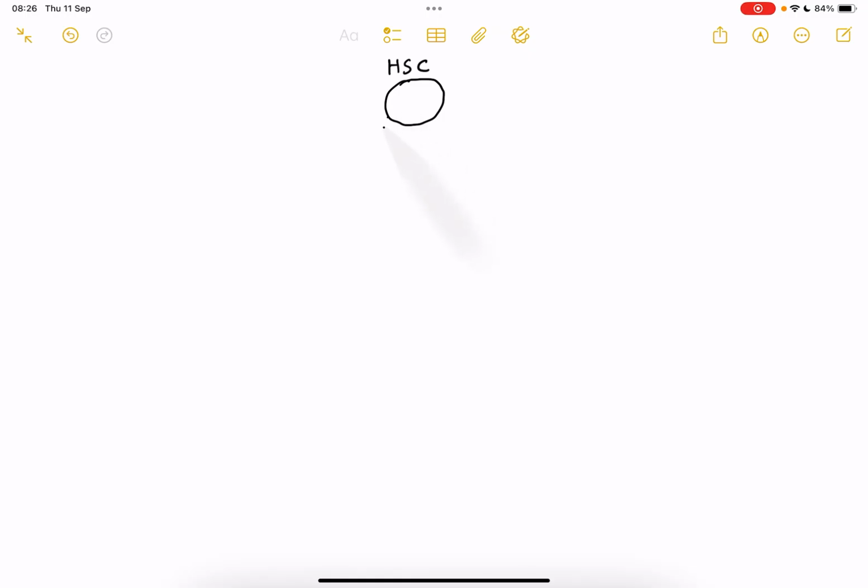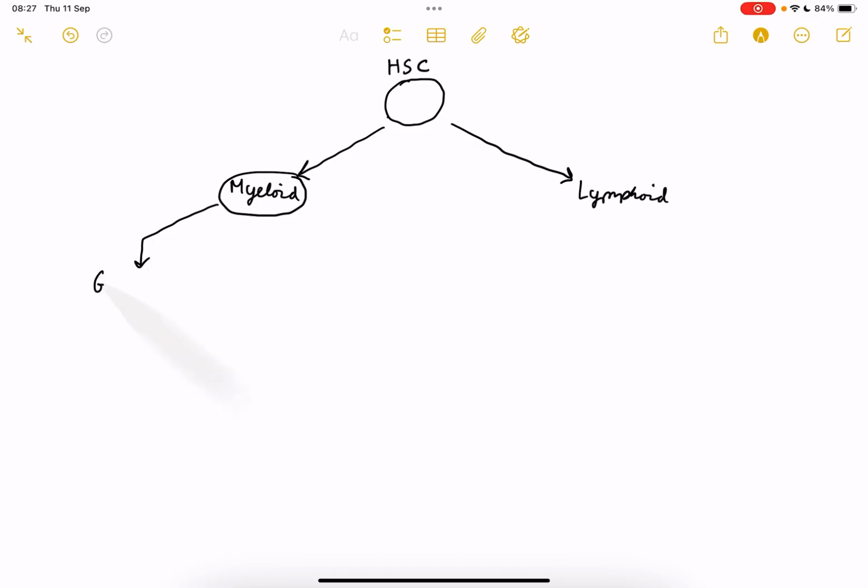So these give off two lineages, the myeloid and the lymphoid precursors. So starting with the myeloid lineage, there are a lot of things that can be formed from these, but one of the major groups is granulocytes. So named because they have a granular cytoplasm.